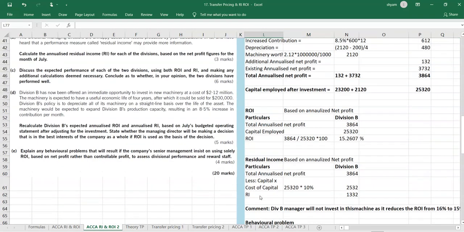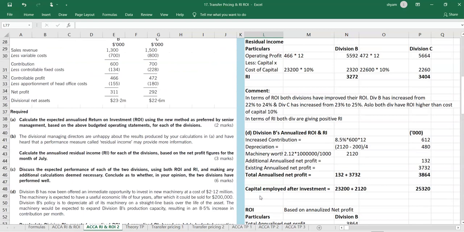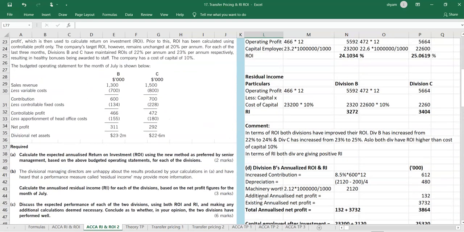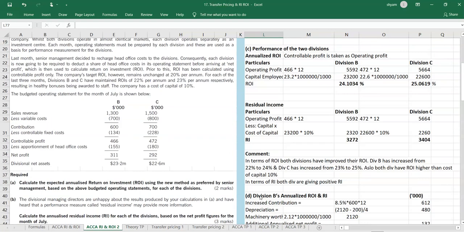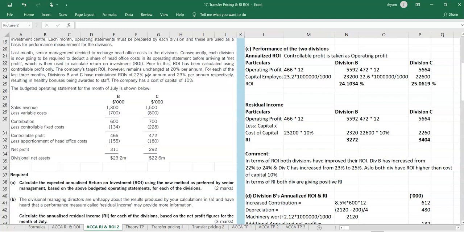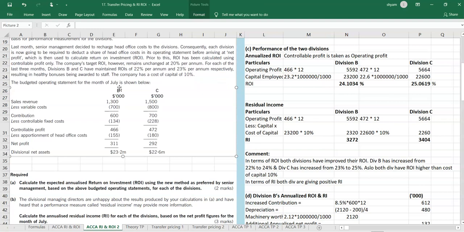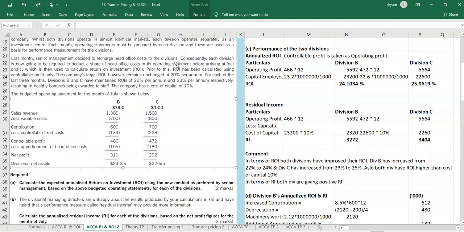So the second point would be in terms of their averages. They have maintained 22% and 23%, and their bonus is also depending upon the numbers. Somewhere we read here that the company's target ROI is 20%.